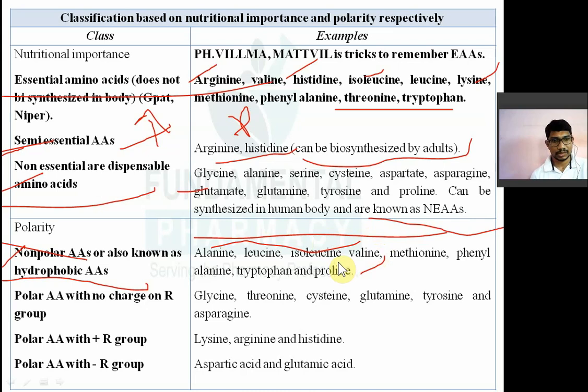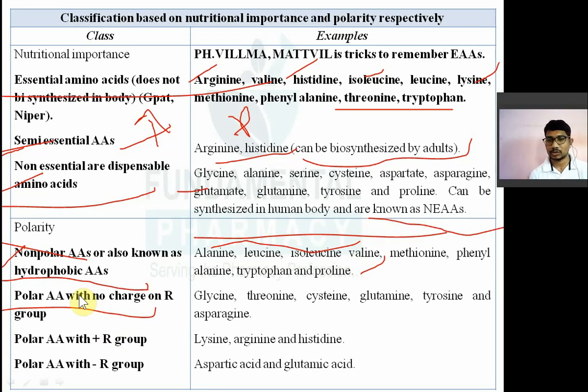Now, polar amino acids with no charge on the R group. R means the side chain: COO minus, CH, NH3 plus. This is your basic terminology. The attachment to it we call the R group. So polar amino acids with no charge on the R group are nothing but glycine, threonine, cysteine, then glutamine, tyrosine and asparagine.